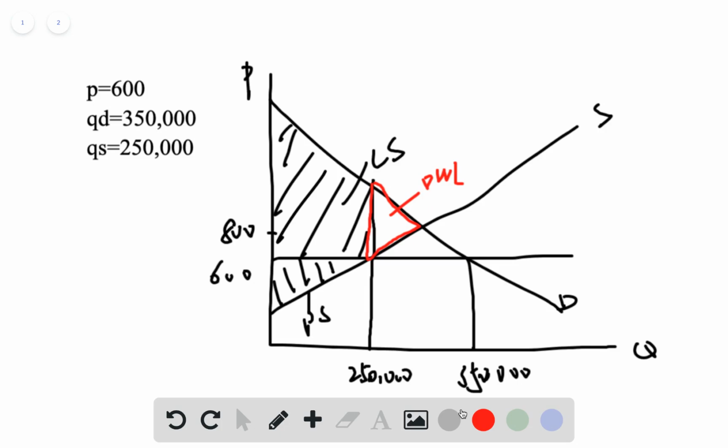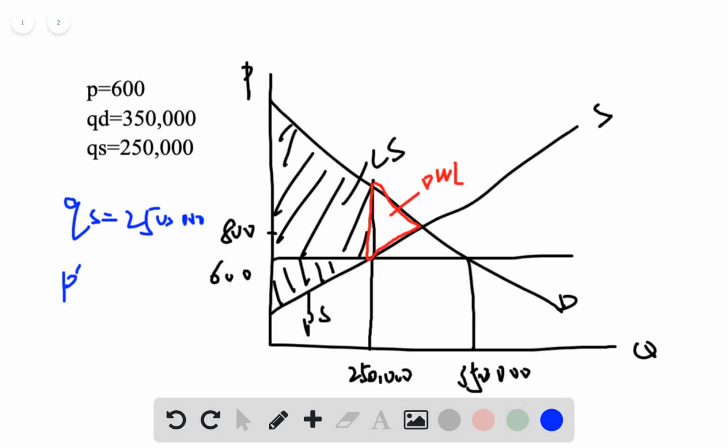So for part D, it says to assume the quantity of apartments supplied is the same. So the quantity supplied is 250,000 in the market, and the landlord ignores the law and rents this quantity of apartments for the highest rent they can. So we need to find this new price, using another color here. We still have QS equals 250,000, but the landlord ignores the law. So if that's the case, we need to find what this new price is.